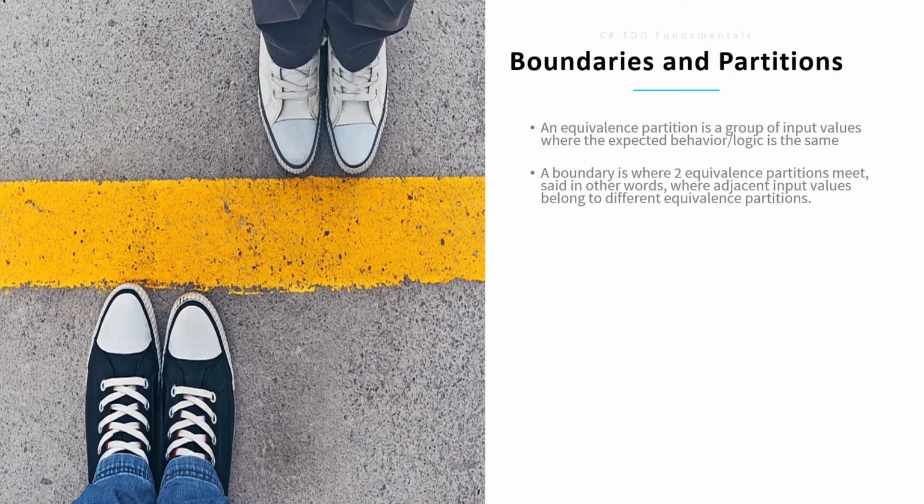An equivalence partition is a group of input values where the expected behavior or logic is the same. So if I give it a series of inputs, it's always going to give me the same output. We'll look at an example in a moment. I know this is incredibly theoretical otherwise.